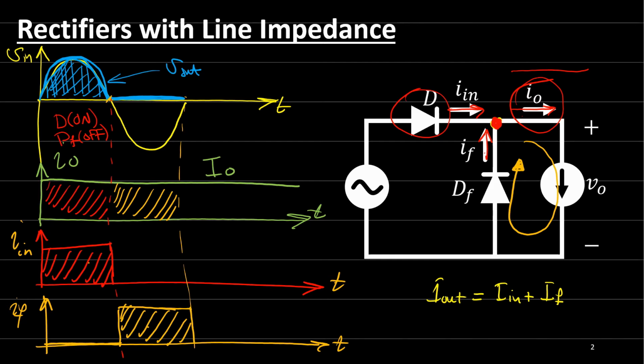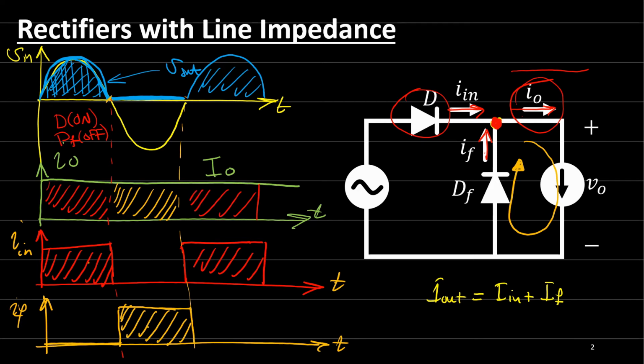So again, over and over, when the voltage becomes positive, this current will be I output, and this current will be 0, and so on and so forth.